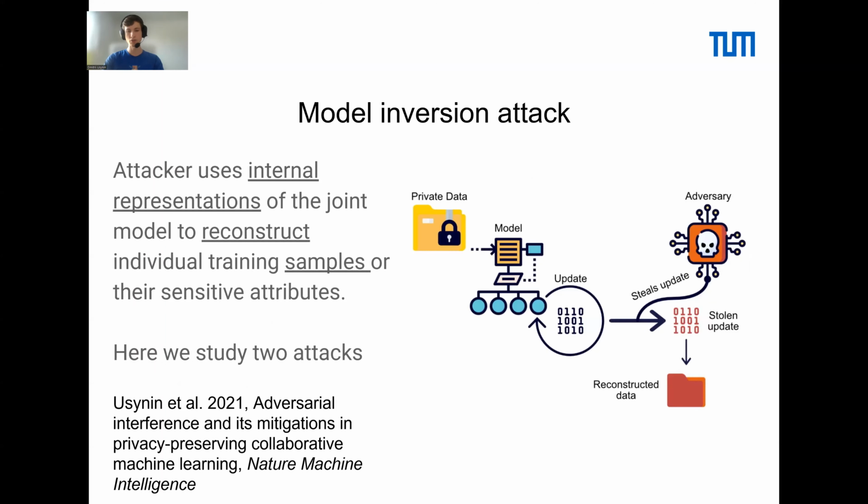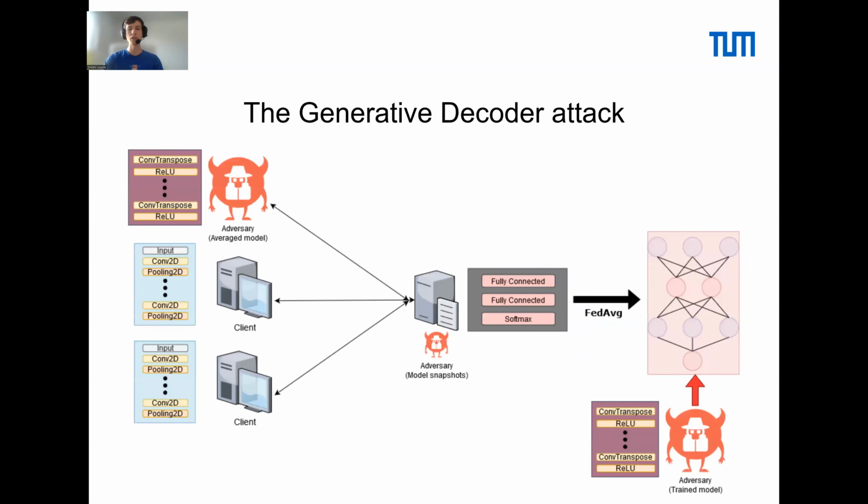So in this work, we consider two different variations of the model inversion attack. What the model inversion attack does is it captures some internal representation of the trained model, or the model in training, and it uses this information to try to leverage it to reconstruct certain sensitive information about the training data. The first implementation is the generative decoder attack. This was originally used as a collaborative inference attack. We've also modified the threat model to potentially also include the aggregation server in federated learning.